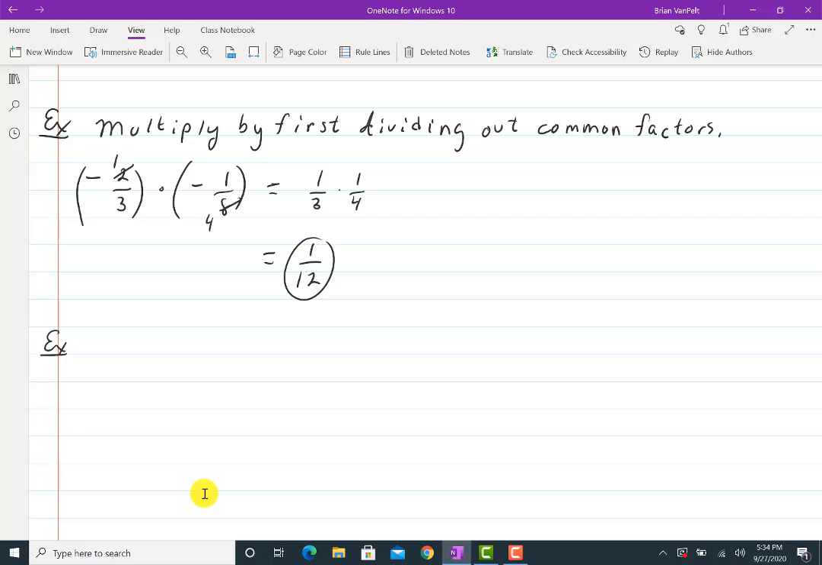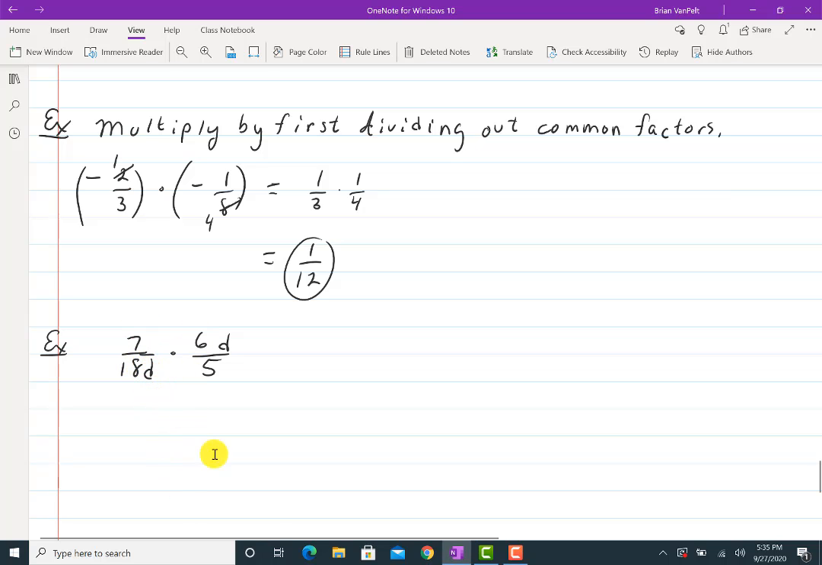Let's try another one. Here I'm going to have 7/18d times 6d divided by 5. Let's take a look at what goes into what. The 7 doesn't go into 18, nor does it go into the 5. You don't cancel a number with a letter, so forget about that.